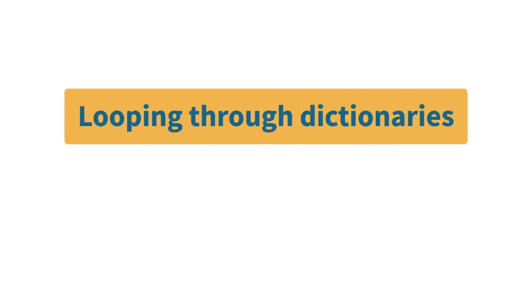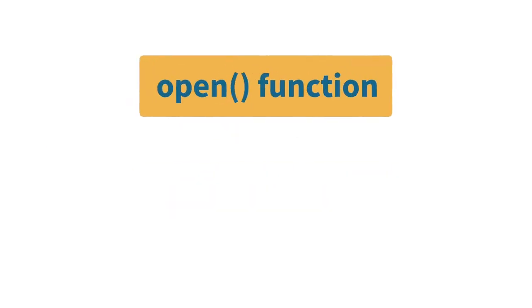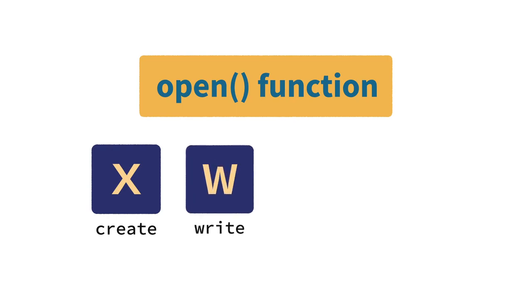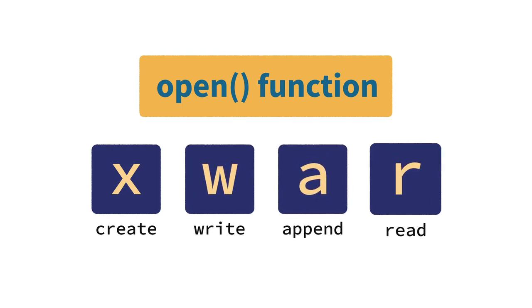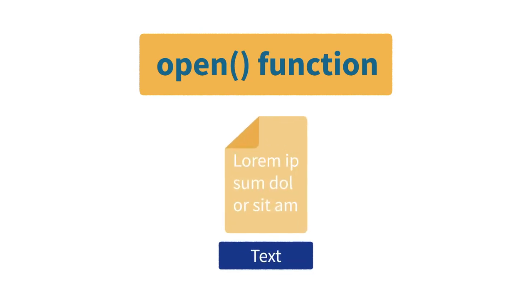We also learned how to loop through dictionaries and how to create a nested dictionary. Next up, we learned how to use the open function to create, write to, append, and read from files. They are saved as .txt files. We use the close function to close the files.